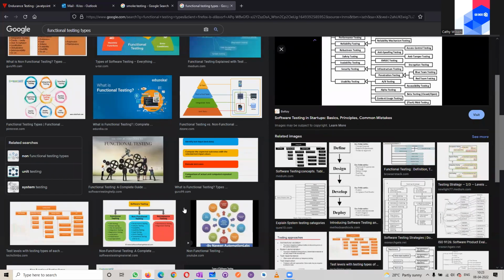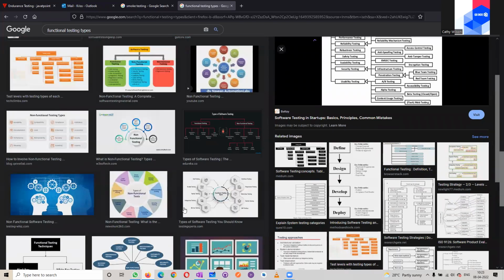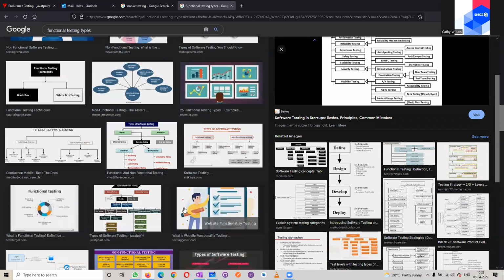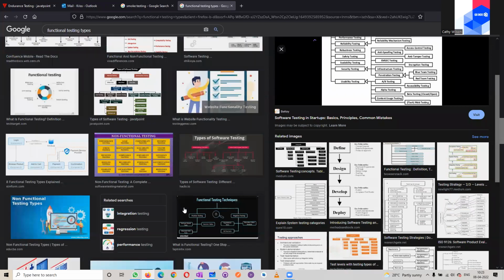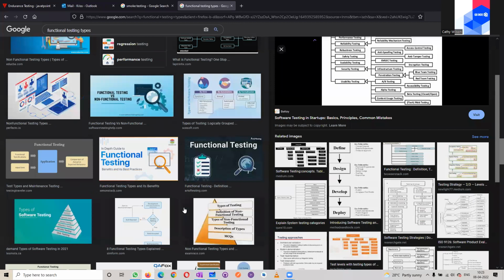I was just trying to bring out a good example or a good number of categories of systems so that I can take it up and explain about it.